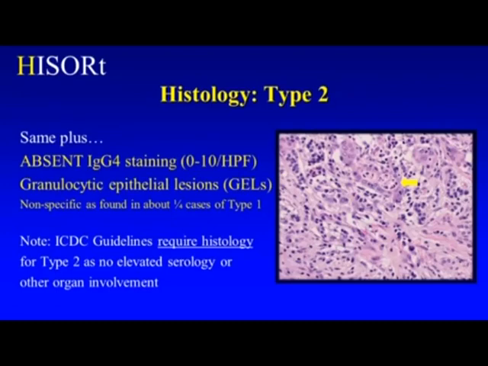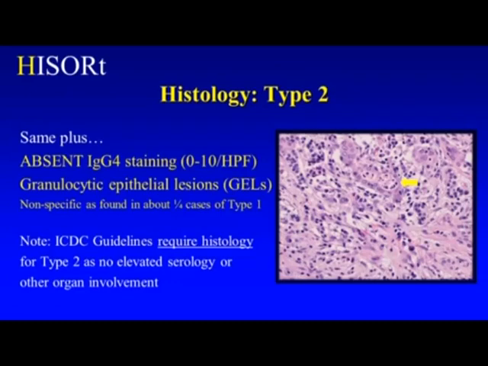Type 2 has similar features, however, in the setting of absent IgG4 staining and the presence of these GELs, granulocytic epithelial lesions, which you see at the arrow there. These are little clusters of neutrophils infiltrating in through the tissue. Like many things, there are things that break these rules, and I should point out that the finding of GELs has also been reported in the setting of type 1 autoimmune pancreatitis, but in general, we think of that as being a feature of type 2.